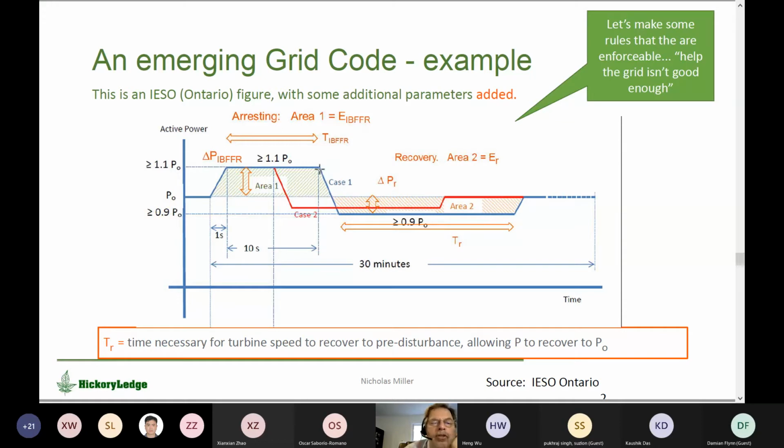And then once it's released, it can't go below 90% of the pre-disturbance power, and the recovery time needs to be limited. So does that make sense? We're going to buy this green hash. This is the payback, and they are trying to codify how much is allowed in each of these. And I'm going to show you that the physics is such that you've got to be very careful about demanding stuff that doesn't meet the actual physics.